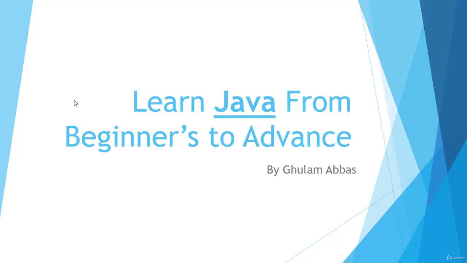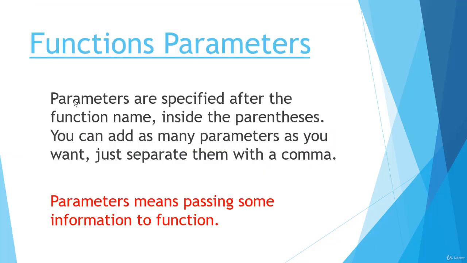Today in this video we are going to discuss functions and, basically, parameters in the function. So the function parameters. Parameters are specified after the function name inside the parentheses. You can add as many parameters as you want, just separate them with a comma. Parameters mean passing some information to the function. If we want to pass some information from one method to another method, then we use the parameters.